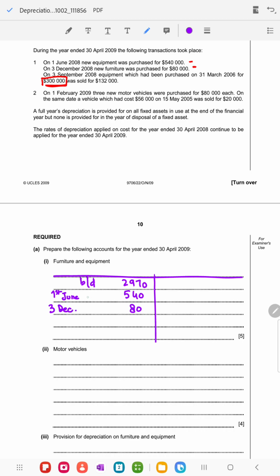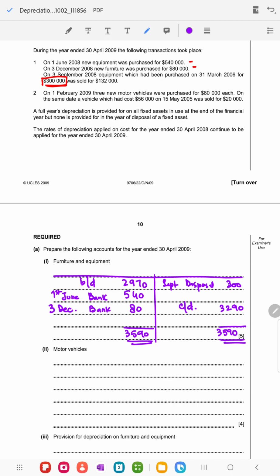Nothing has been written here, so I'm assuming that they were paid through bank. And then the other one was sold on September 3rd, which I will take to the disposal account, for 300,000. So let's find out the closing value. The total becomes 3590, and 3590 minus 300 gives me 3290. This is my closing value.